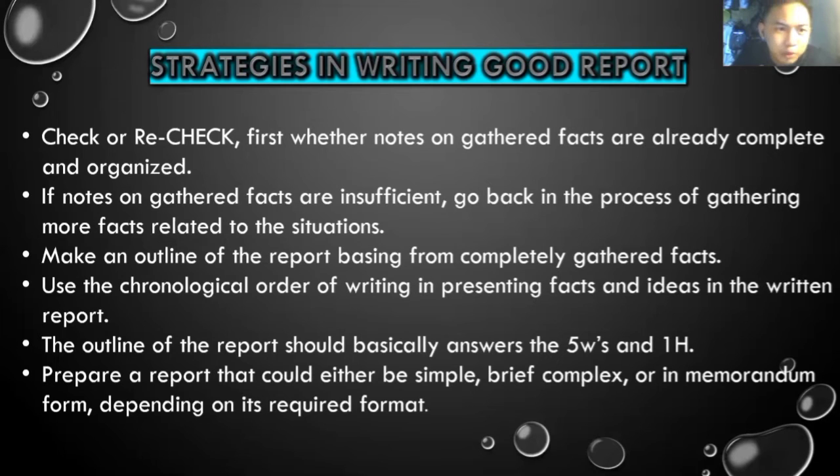Strategies in writing a good report. Check and recheck first whether notes on gathered facts are already complete and organized. If notes on gathered facts are insufficient, go back to the process of gathering more facts related to the situation. Make an outline of the report based on completely gathered facts. Use the chronological order of writing and presenting facts and ideas in the written report. The outline of the report should basically answer the 5 W's and 1 H. Prepare a report that could either be simple, brief, complex, or in memorandum form depending on the guide format.